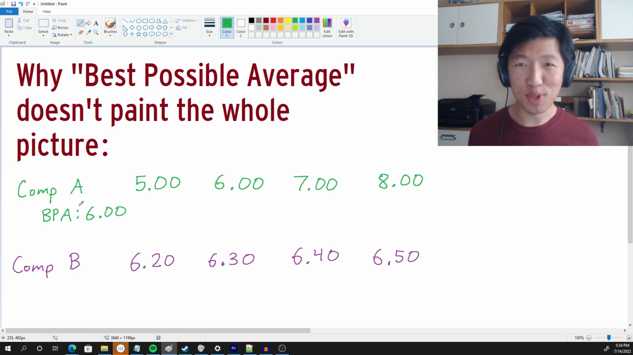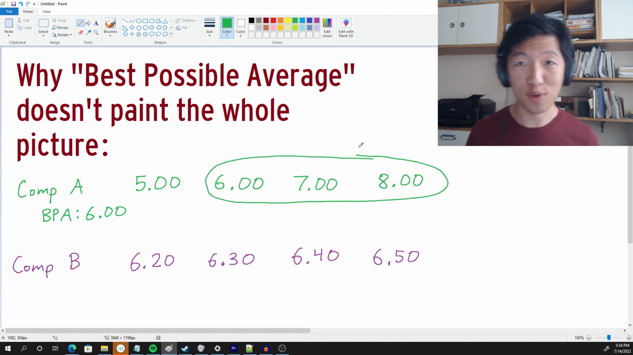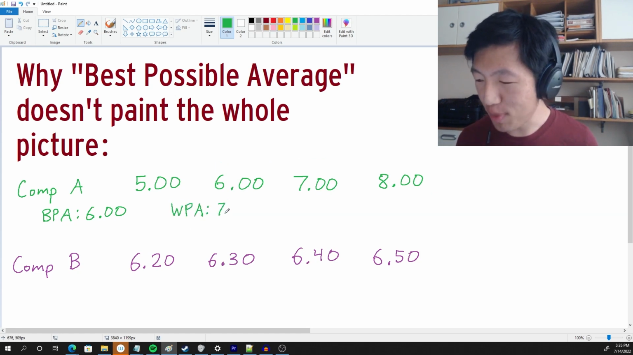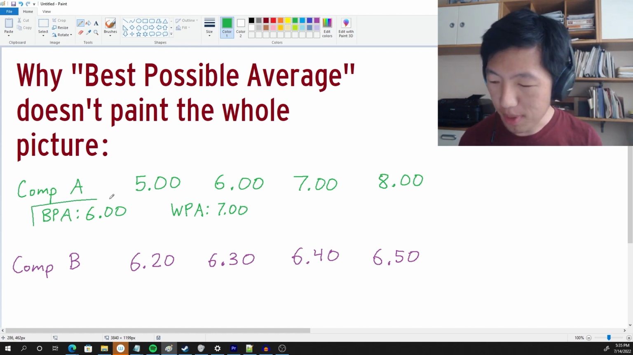By the way, using similar logic, their worst possible average is the average of the slowest 3 times of the first 4. So we could write that their worst possible average, or WPA, is 7.00, although I haven't seen any competitions use WPA as a stat. Let's put a box around this.